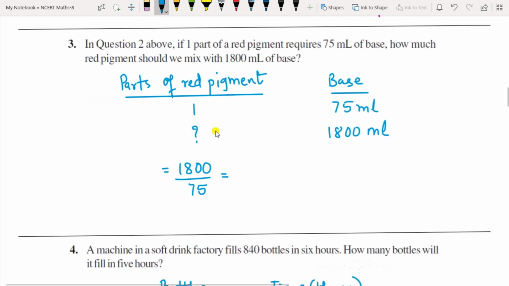From the above question only, if 1 part of red pigment requires 75 ml of base, how much red pigment should we mix with 1800 ml of base? The 2 points are parts of red pigment and the base. For 1 part of red pigment, you need 75 ml of the base. So if the given base is 1800 ml, how many parts of red pigment will there be? Cross multiply: 1800 into 1 divided by 75. So it will be 24 parts of red pigment.